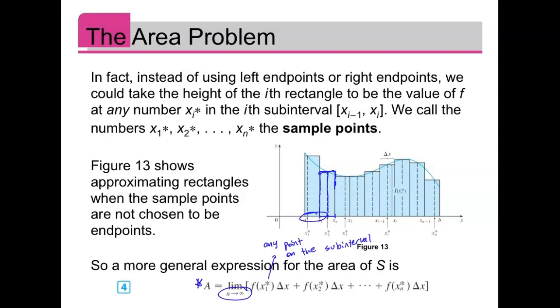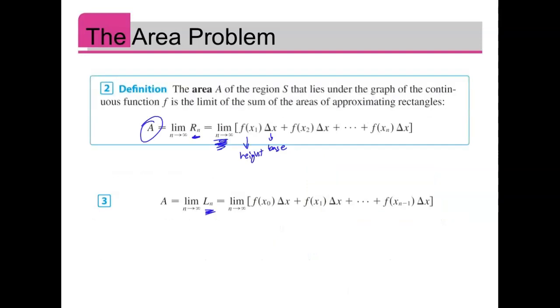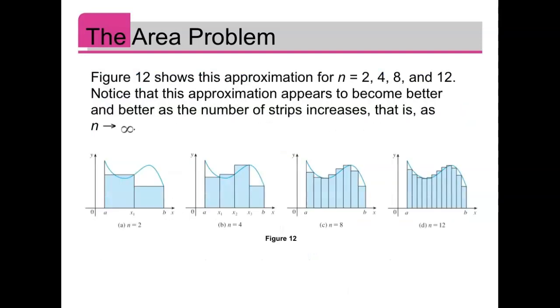Dylan, did you find the average of the overestimate and underestimate? Yeah, and we are going to. That's actually called the trapezoidal rule. That's a great question. What you actually make in that case is a trapezoid.